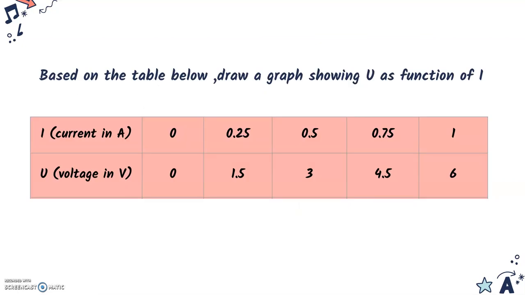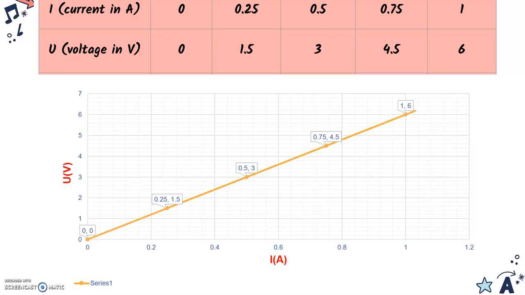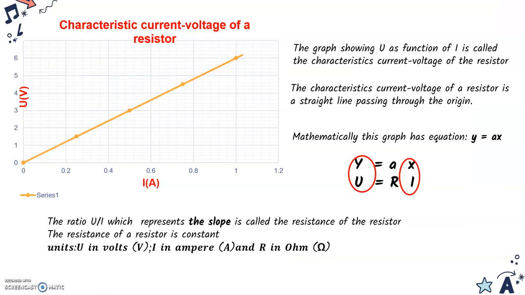I will re-explain Ohm's law using a graph. If I want to draw a graph showing the variation of the voltage as a function of I, in the x-axis I will put the value of the current, and in the y-axis the value of the voltage, and I will put each point. If I connect all the points together, I will obtain a graph called the characteristic current-voltage of a resistor, and it's a straight line passing through the origin.